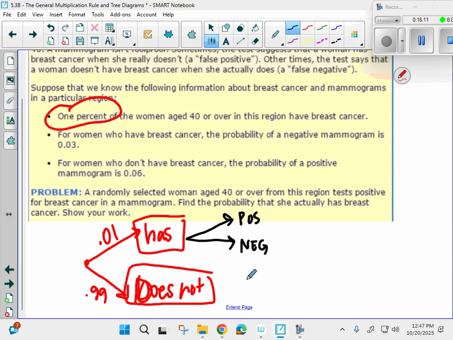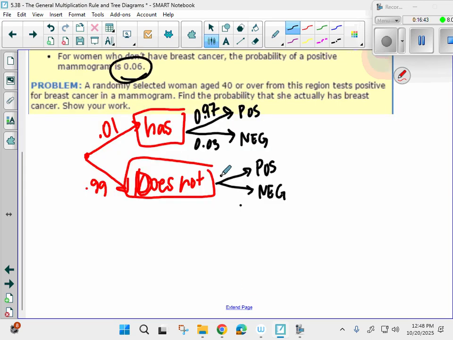They either have it and get a positive and negative test, or they don't have it and get a positive or a negative test. So this one says, for women who have breast cancer, the probability of a negative mammogram is 0.03. So they have it, but they got a negative mammogram. They should have gotten a positive, but 3% still got a negative. So then what percent got a positive? Okay, as they should, all right? And then for women who don't have it, 6% of those got a positive reading. They shouldn't have, right? But 6% got a positive reading, which means that 94% got a negative.